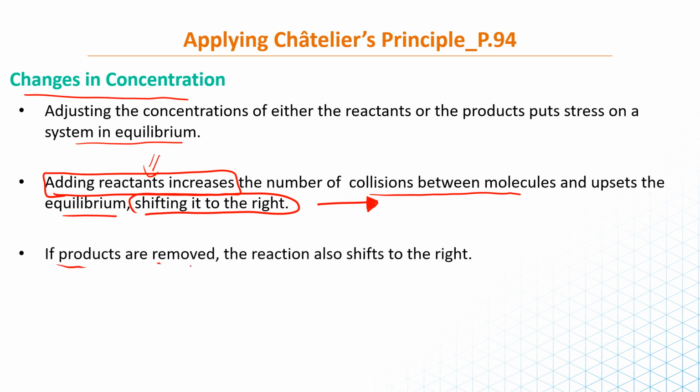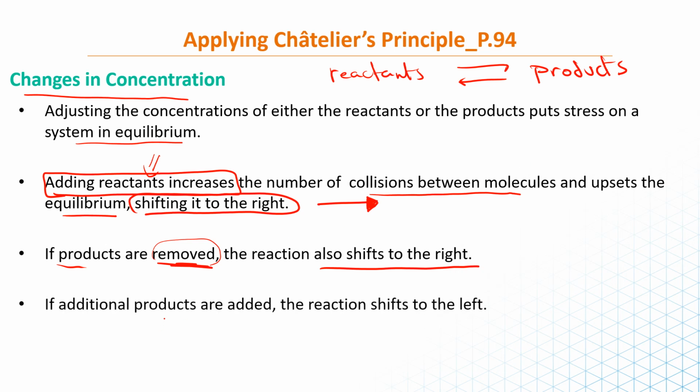If products are removed, the reaction also shifts to the right. يعني إذا شلنا النواتج أو قللناها، التوازن أو الاتزان يروح لجهة اليمين عشان يعوض الكمية اللي خسرناها من products, because the products are on the right side. If additional products are added, the reaction shifts to the left. لأنه إحنا ضفنا البرودكتس زودناها فنريد نخفض من هاي الزيادة فنستخدمها. So when we use it, the reaction will shift to the left.